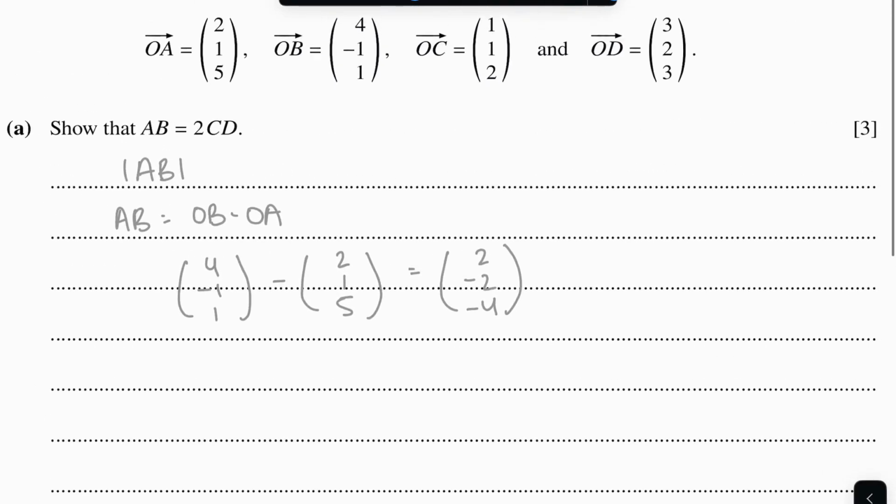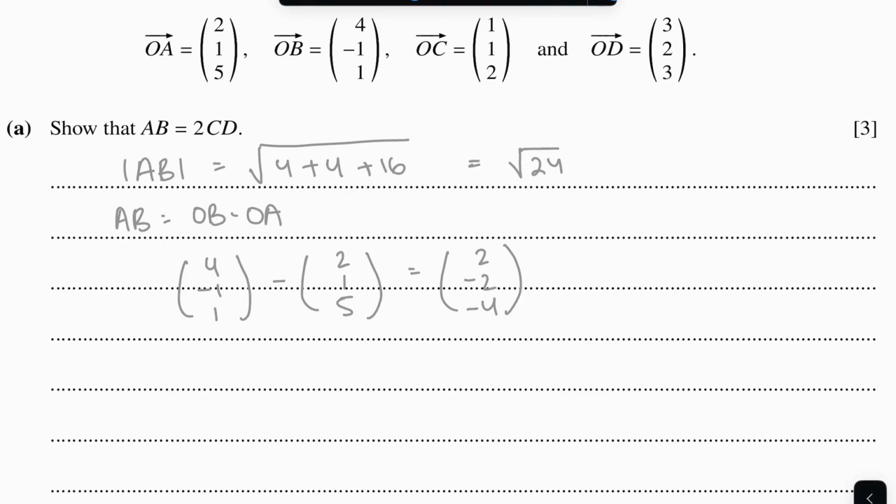Now we will put this into the square root. So according to our formula, it should be 4 plus... the square of minus 2 is also 4, and the square of 4 is 16. So 4 plus 4 plus 16 gives us root 24. That is our length of AB.